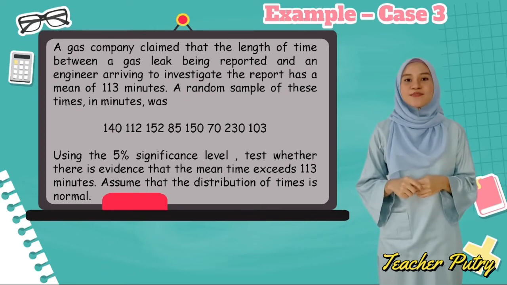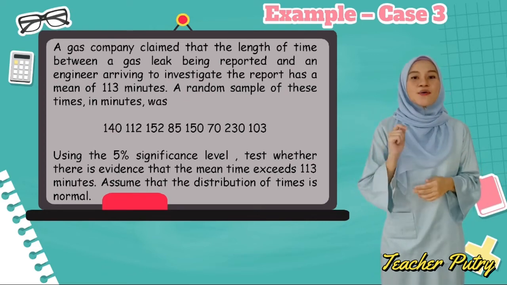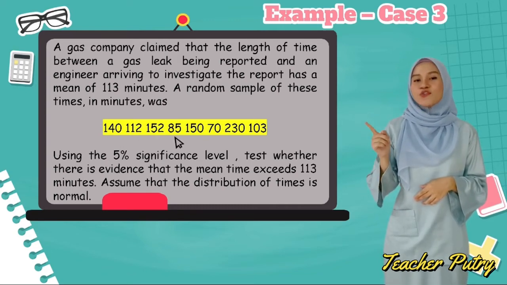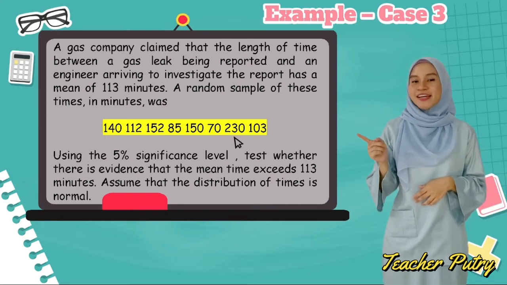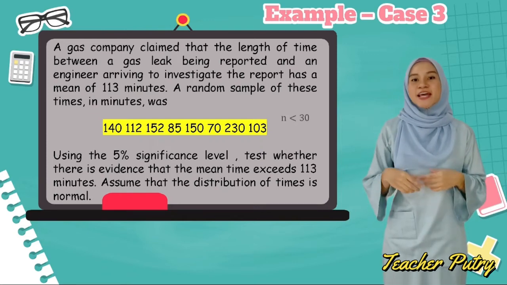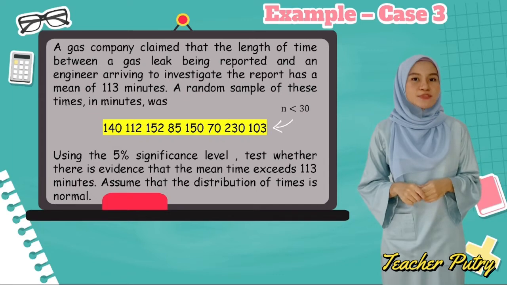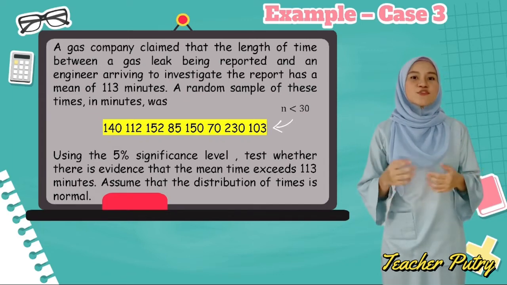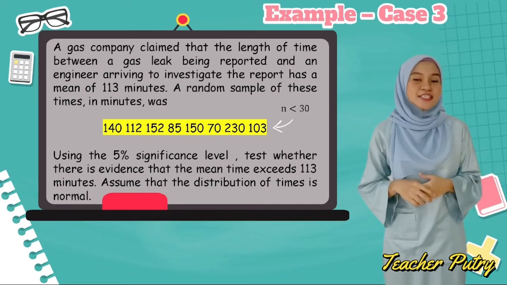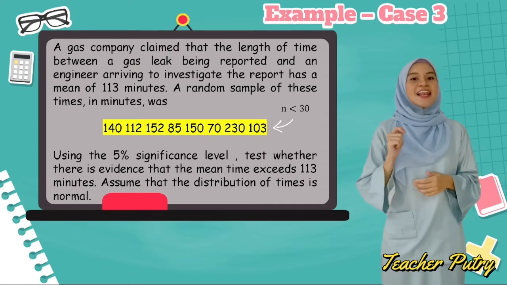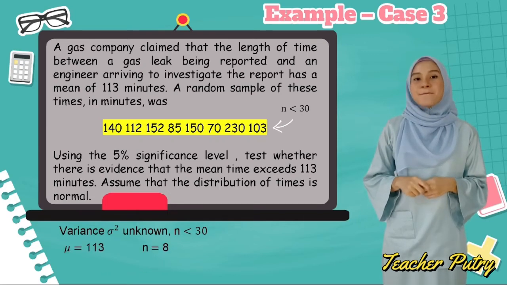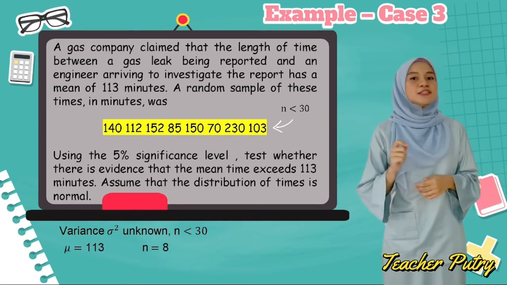Now, let's find information from this question. Let's count the list of random samples: 1, 2, 3, 4, 5, 6, 7, 8. So n equals 8. When n equals 8, we can conclude that n is less than 30. Since the question gives a list of random samples, we can get the variance from the random samples. That means the variance is unknown, since we got it from a random sample. Let's list the information first. Variance is unknown, n less than 30. Mu equals 113, n equals 8.